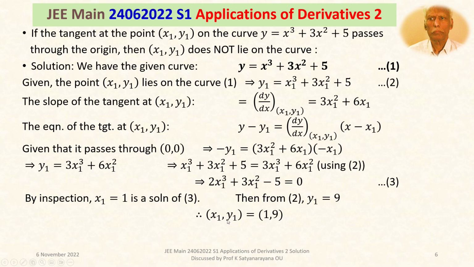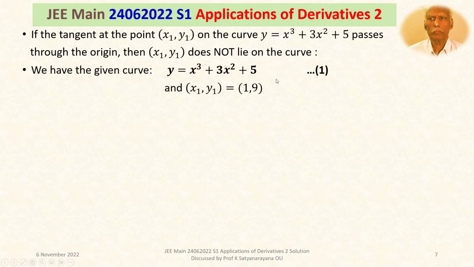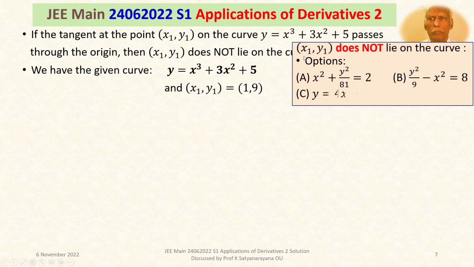Now we proceed further, and what is that curve given in the options A, B, C, D on which this point does not lie? That is what we have to see. We continue. We have the curve given by 1. We have x1, y1 as 1 comma 9. And we have the options. We have to see on which curve given in option A, B, C, D the point x1, y1, that is 1 comma 9, does not lie.